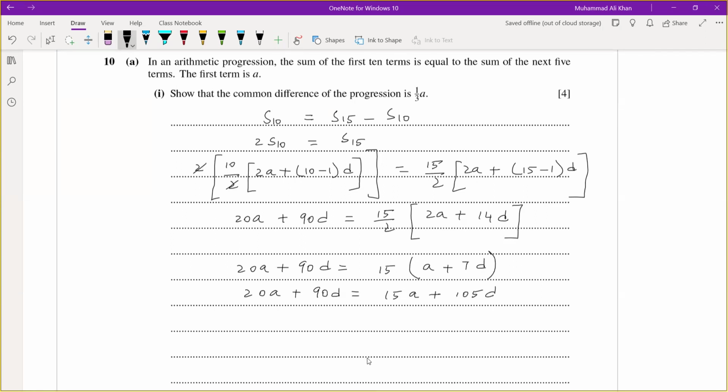105d. After that, we have to find the common difference. So if we take 90d to the right side, 105 minus 90 is 15d equals 20a minus 15a, here it is 5a. So d equals 5a over 15, which equals 1 upon 3a, which we had to prove.